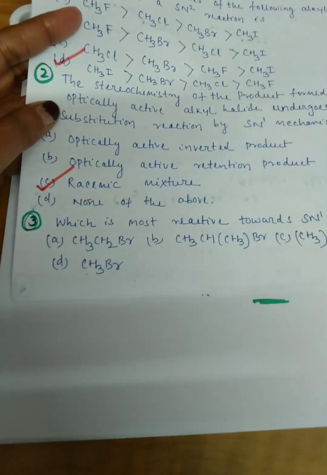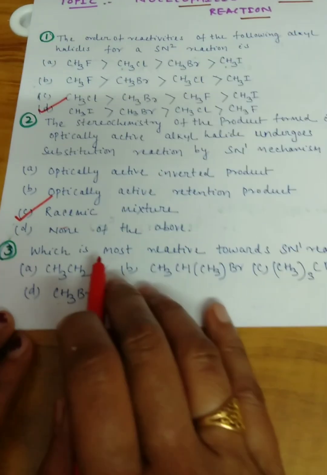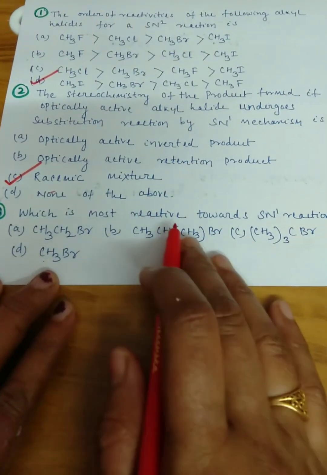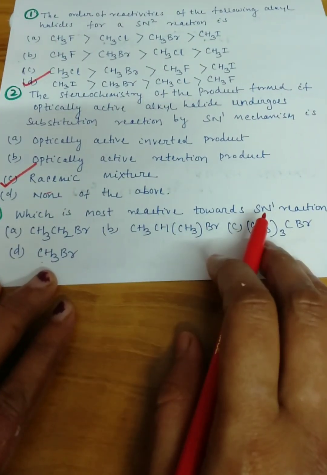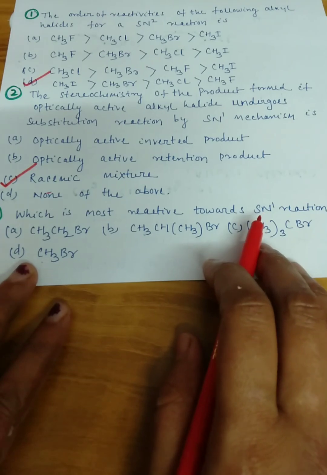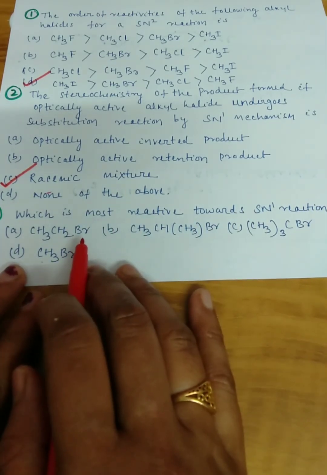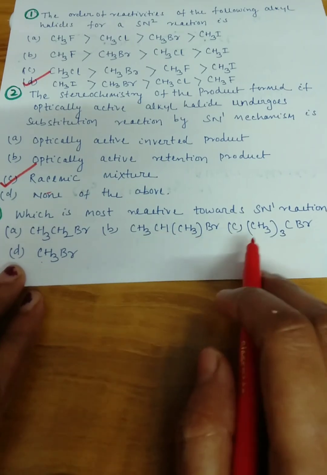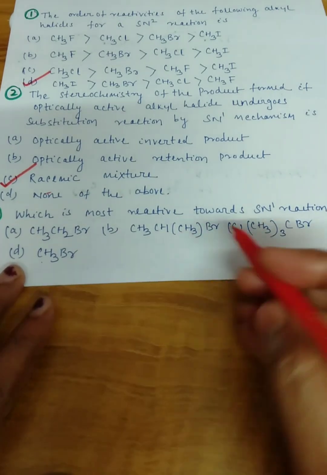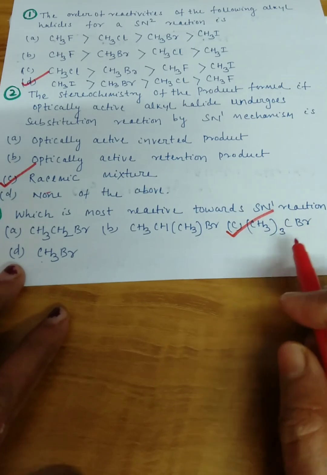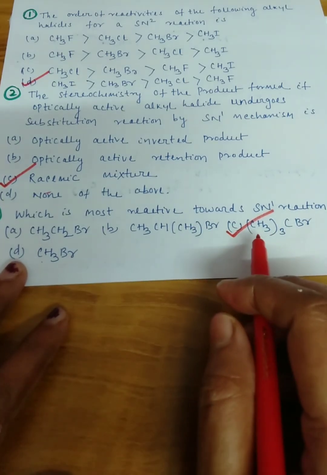The third question is: which is most reactive towards the SN1 reaction? Which alkyl halide always favors the SN1 reaction? We know that the tertiary alkyl halide always favors the SN1 reaction. Here this is a primary alkyl halide, this is secondary, this is tertiary, and this is also primary. So the answer is C. Tertiary butyl bromide, a tertiary alkyl halide, is most reactive towards the SN1 reaction.